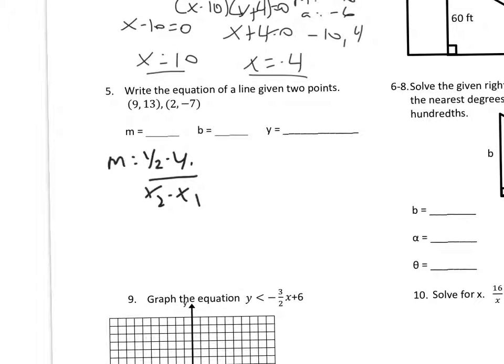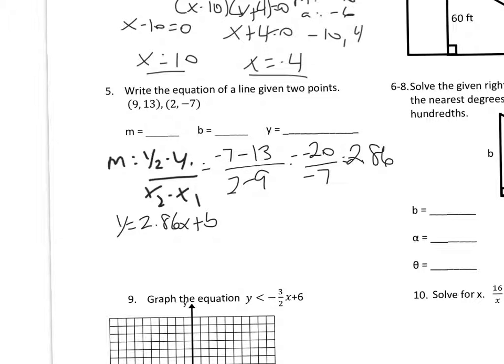Question 5. Write the equation of the line. So you got to find the slope, the y-intercept, and then the equation. So take my y2 minus y1 all over x2 minus x1. So I get negative 20 over negative 7. That's going to be an ugly fraction. So if you want to, you could just switch it to a decimal, get approximation 2.86, and then from there, that's my slope.